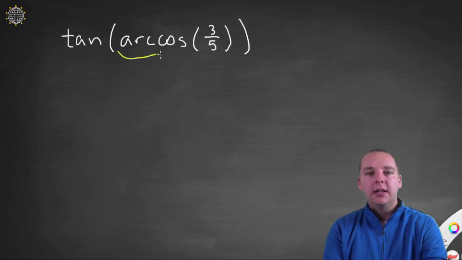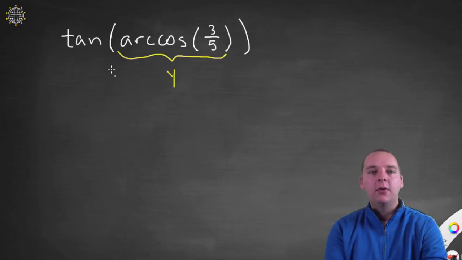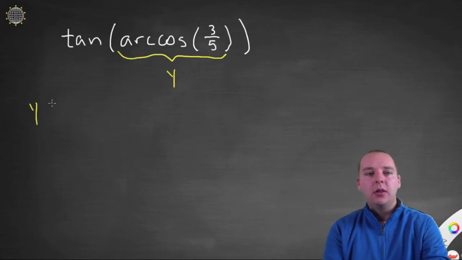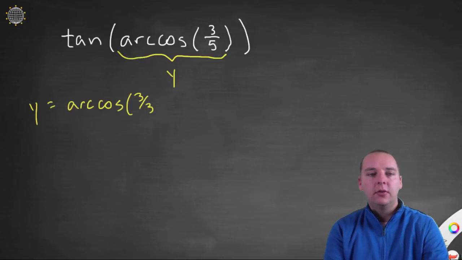I'm going to take this guy on the inside. I'm going to start with him. I'll call him y. So I'm really just taking tan of y, but I have to figure out what y is. So if we set up an equality, y equals arc cosine of 3/5.